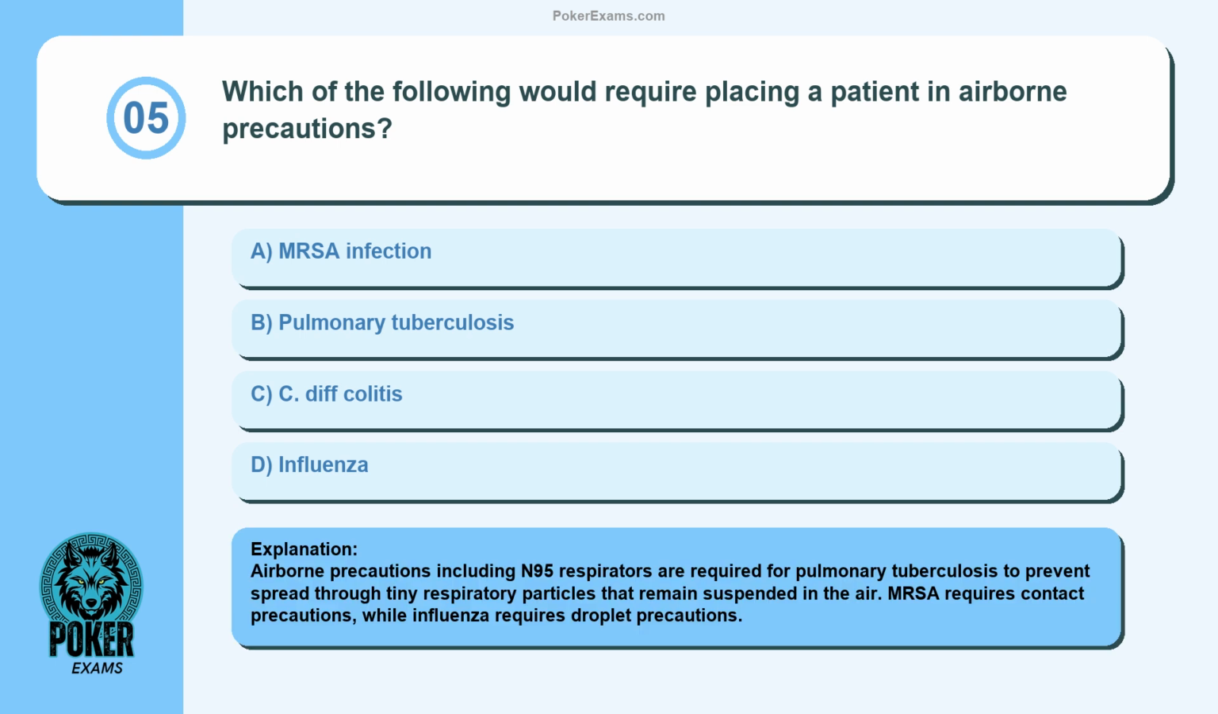Airborne precautions, including N95 respirators, are required for pulmonary tuberculosis to prevent spread through tiny respiratory particles that remain suspended in the air. MRSA requires contact precautions, while influenza requires droplet precautions.